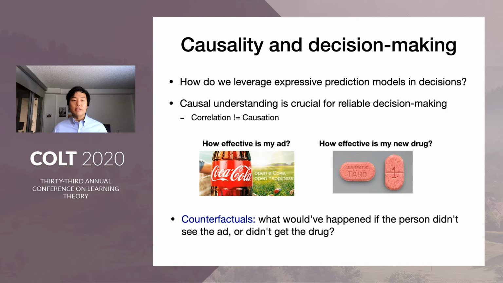As we all know, these large-scale prediction models have been very successful, driving a lot of progress in computer vision and natural language processing. And in order for us to leverage these tools to make important real-world decisions that are reliable and effective, we need to uncover causal relationships rather than read off of spurious correlations.